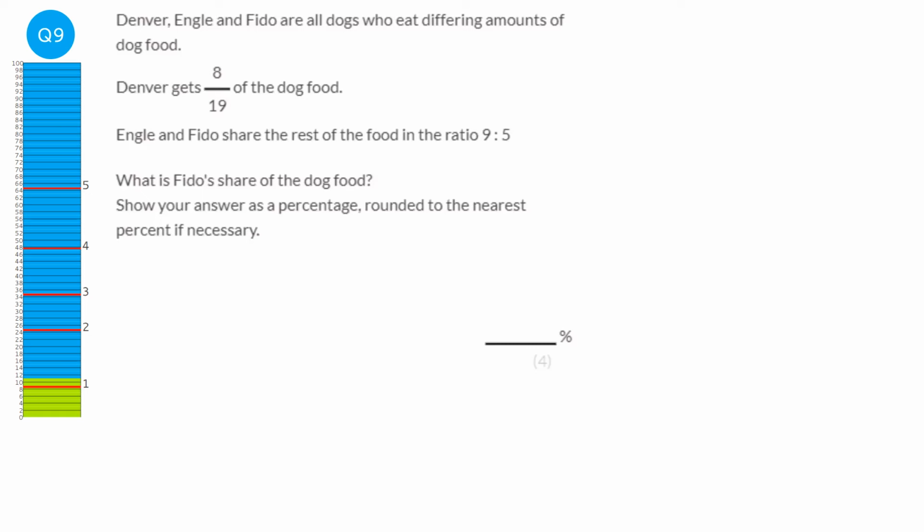The first piece of information I'm going to focus on is the fact Denver gets 8/19. Denver gets 8/19, that means that Engel and Fido together must get 11/19 because they have to add up to 1. So we're only looking at 11/19. I'm going to focus on the ratio next of Engel to Fido. So it's 9 to 5.